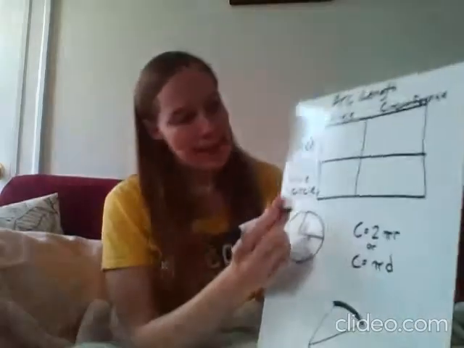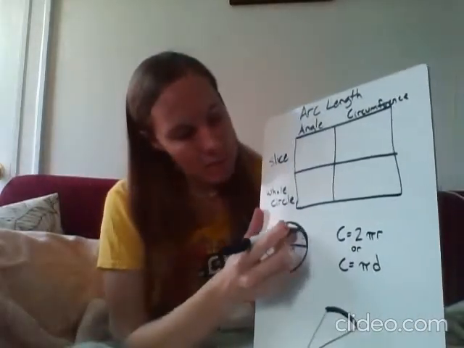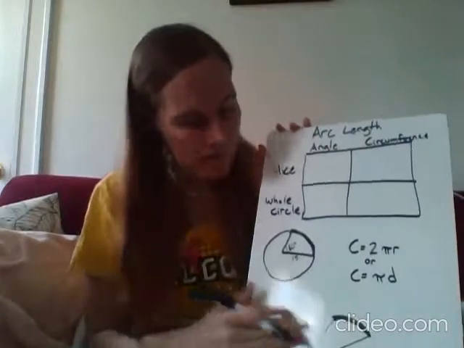So say I was eating a pizza and I was like, how much am I wasting? We're going to figure that out. And what that is called, it is called arc length, because the arc is this little section of the circle.